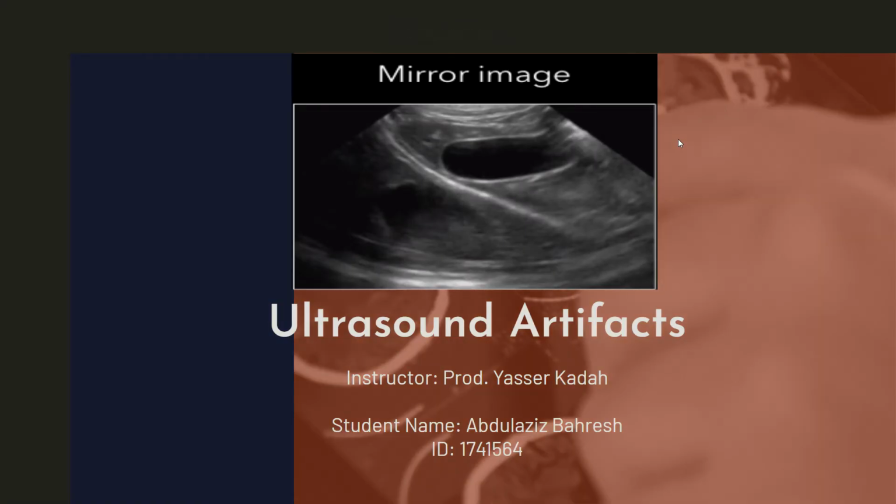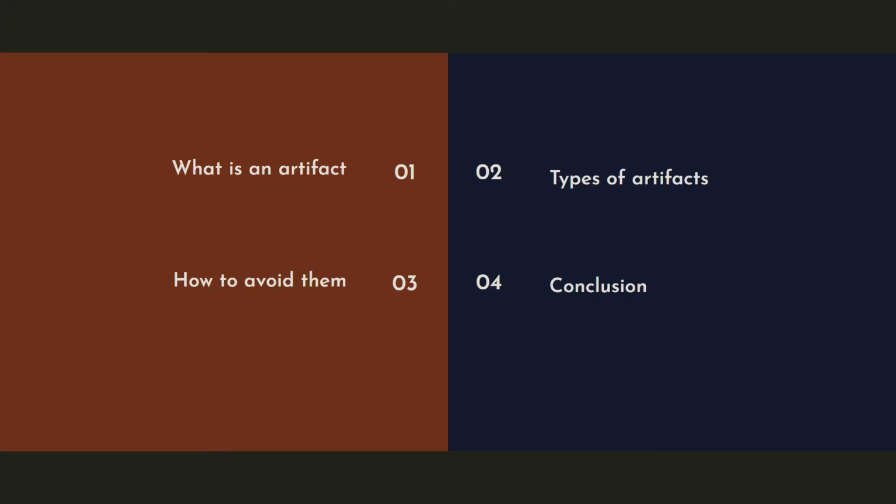I'm going to introduce to you the ultrasound artifact topic. First, I'm going to explain what an artifact is and what types of artifact we have. There are a lot of artifacts, but I chose three of them. How could we avoid them? And finally, what is the take-home message of this topic?